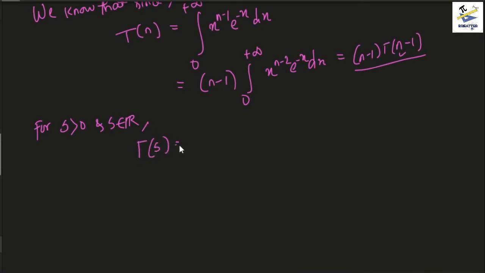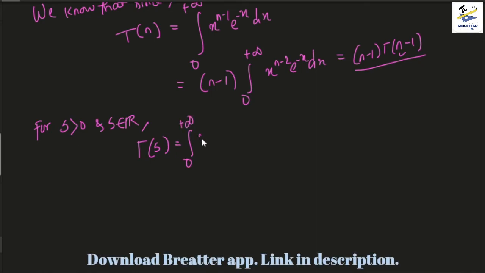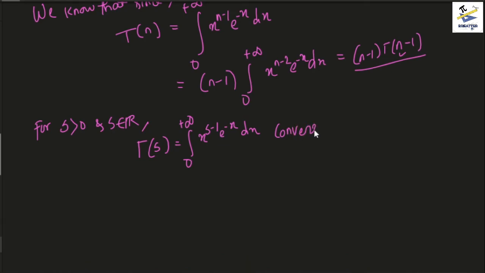gamma of s, which equals the integral from 0 to positive infinity of x to the power s minus 1 e to the power minus x dx, converges. So this is basically the theme. So this would imply that the gamma of s basically converges for all positive real numbers, and this is also true for complex numbers as well.